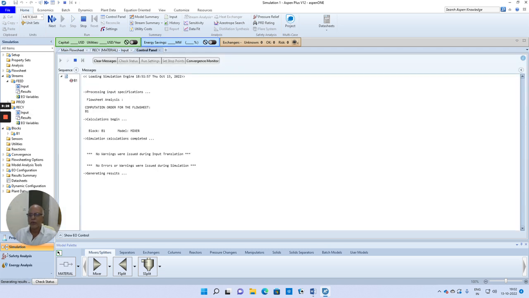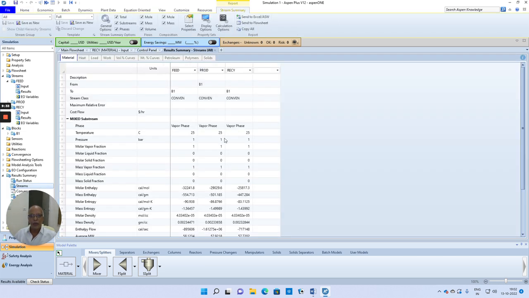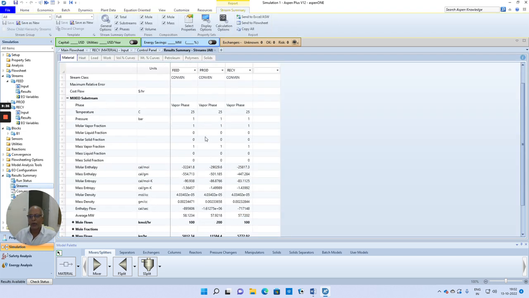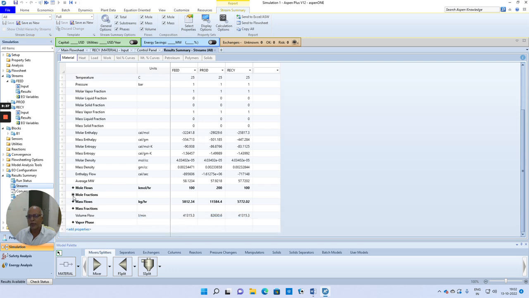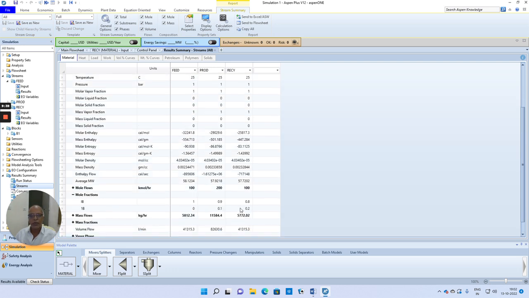Of course, you can see the results in many ways. You can look at the stream summary. You can just check up with other values. What we are interested in is with respect to mole fractions. Now this is the value that we have assumed, and based on this assumption, we got the product composition as 90% isobutane and 10% isobutene. Now this is not what we require. We wanted to obtain this at 0.95 and 0.05.